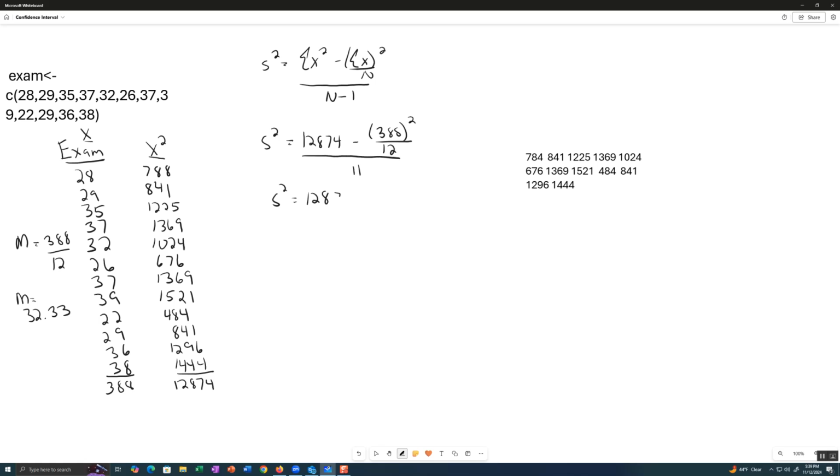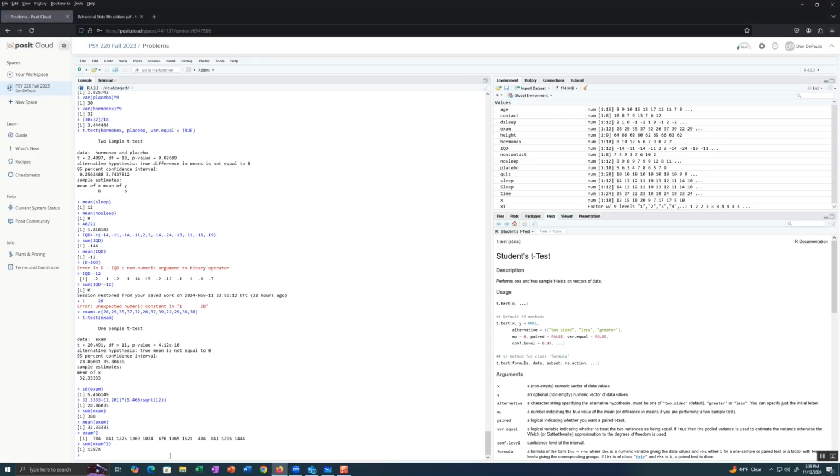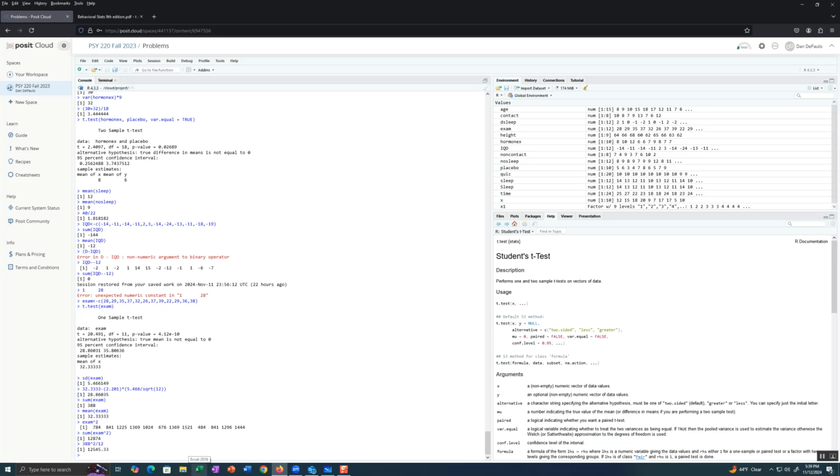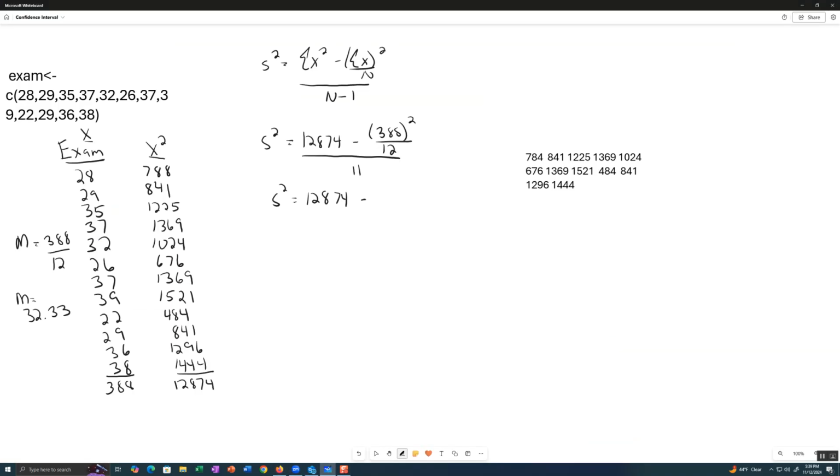So like I said, these calculations will be easier for the exam. Let's do 388 squared over 12. That gives me 12,545.33 over 11. So now I have to do that.